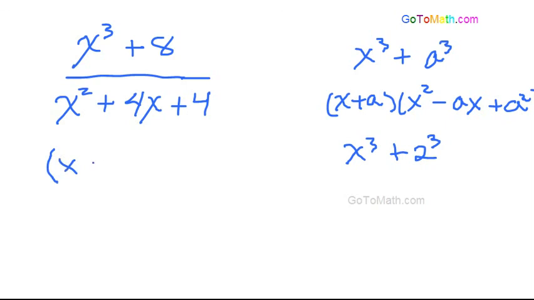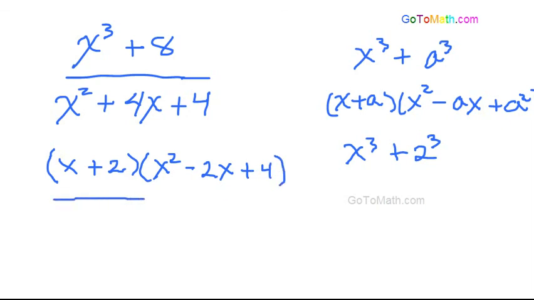Okay, so we'll go ahead and write that over here now. So we have x plus 2 times x squared minus 2x plus 2 squared, which is 4. And then that's going to be all over. Now we're going to need to factor this guy down here.